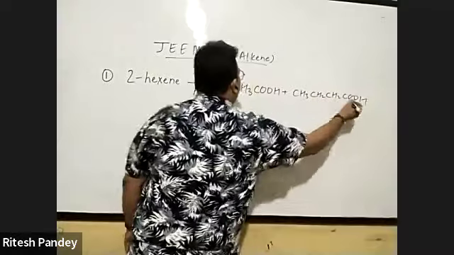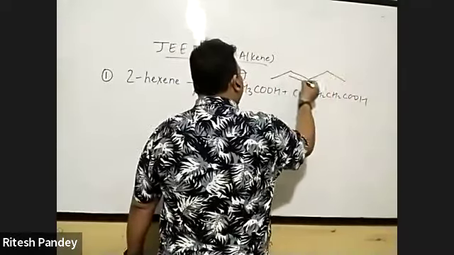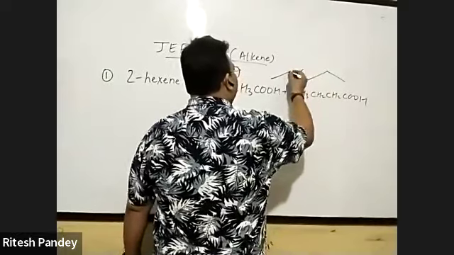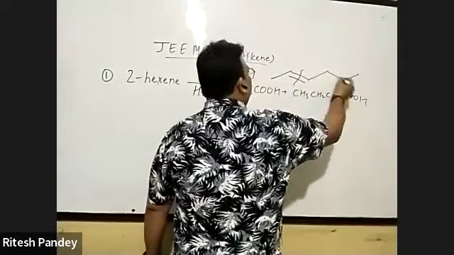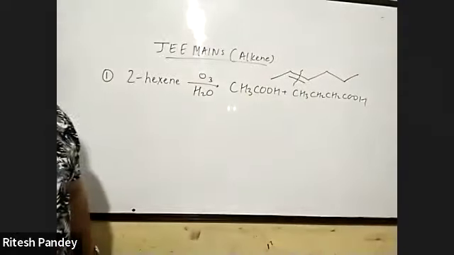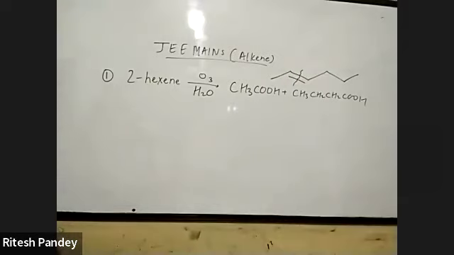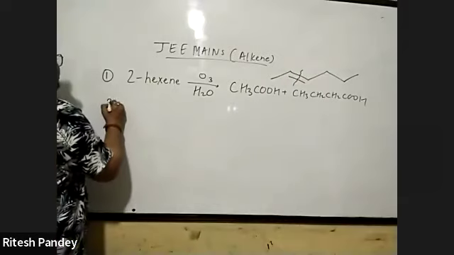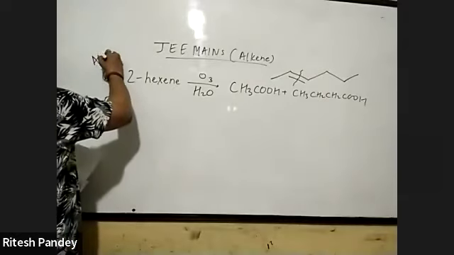I mean, this is very cliche by now. I can do it pretty much without drawing the structure. Hex-2-ene, you'll want to cut it like this: a 2 carbon fragment and a 4 carbon fragment, carbons 1, 2, 3, 4, 5, 6. So ethanoic acid and butanoic acid. Question 2.